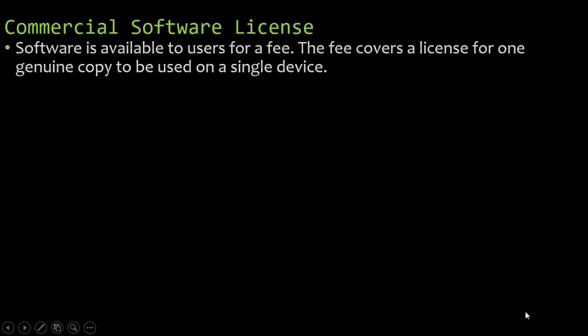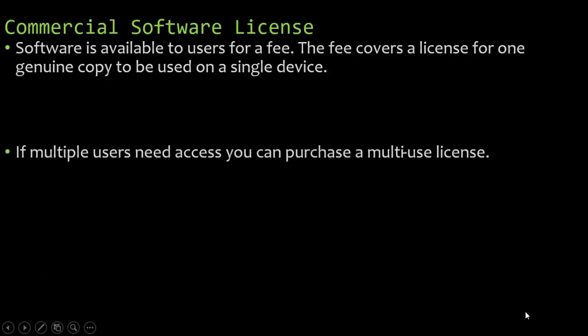Software is available to users for a fee. So pretty much if you pay for it, you are purchasing that software with a commercial software license. The fee covers the license for one genuine copy to be used on a single device. When we say a genuine copy, we mean one that has not been copied, one that we didn't make a copy of. It is an authentic product. It comes straight from the retailer.